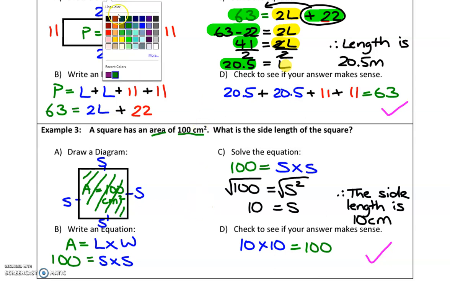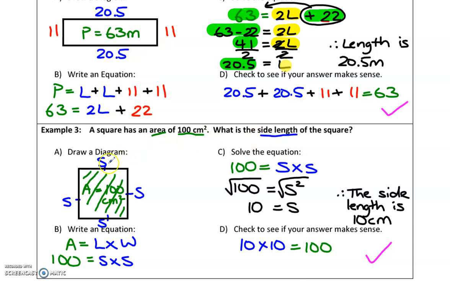Okay, now what they want to know is what is the side length. So I have that in blue right over here, and because it's a square, all the sides are the same, so I just put S for side. So all these are going to be sides, and I don't know what any of them are. Okay, so that is our picture right there of a square, and what I want to do next is I want to make an equation.